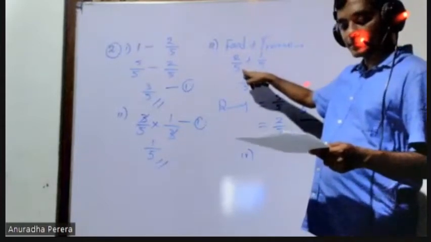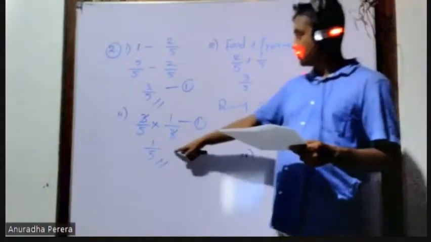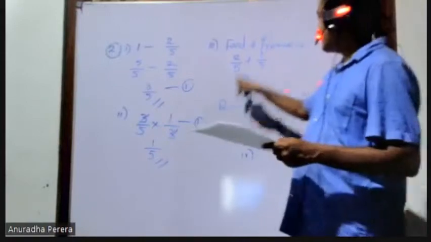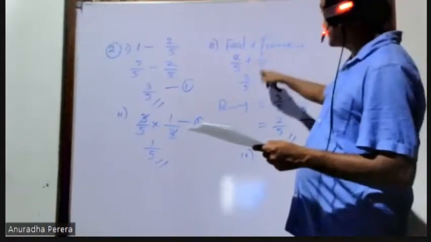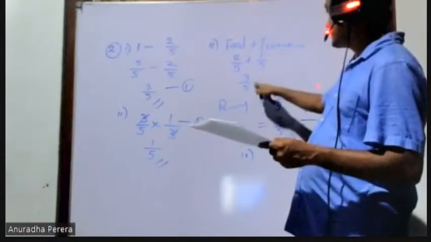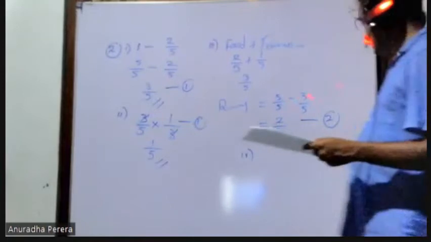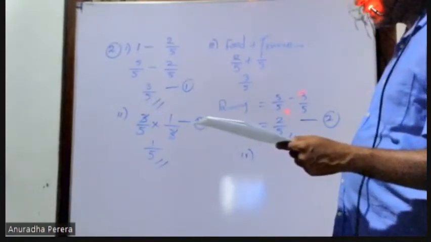Food is 2/5. Then traveling we found, right? Traveling is 1/5. The sum of those two is 2/5 plus 1/5, 3/5. Then the remaining amount is 2/5.